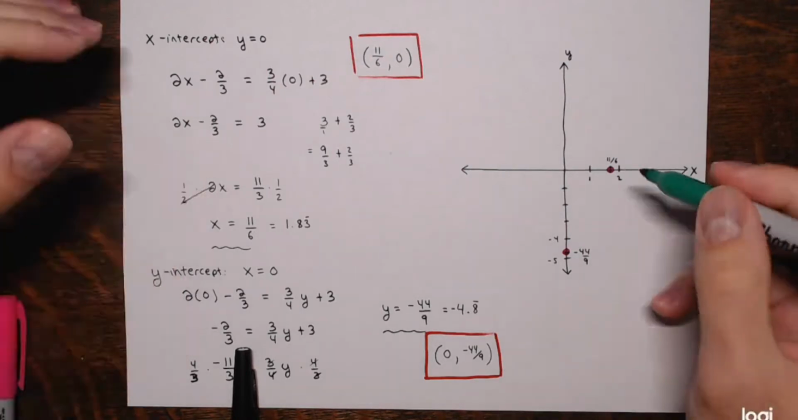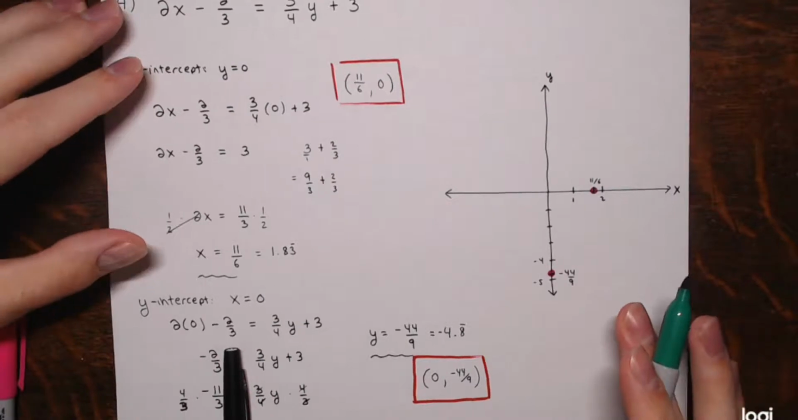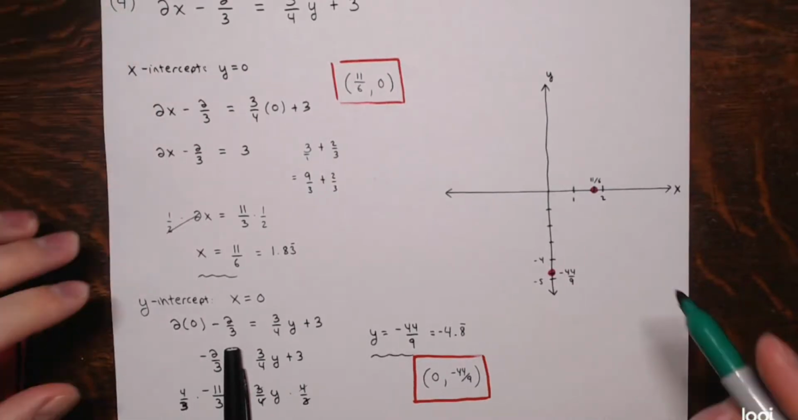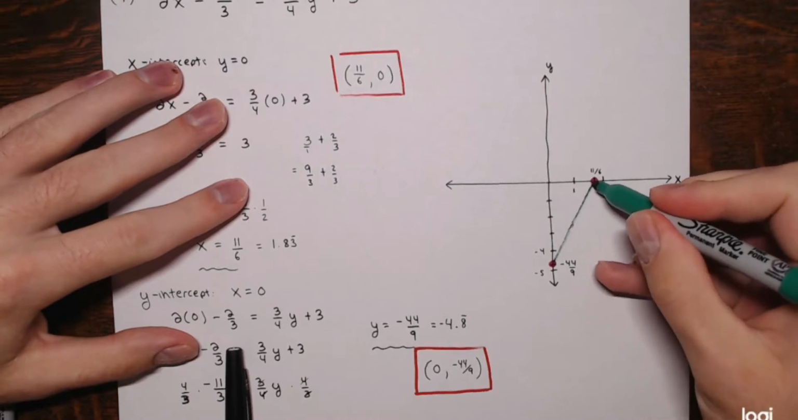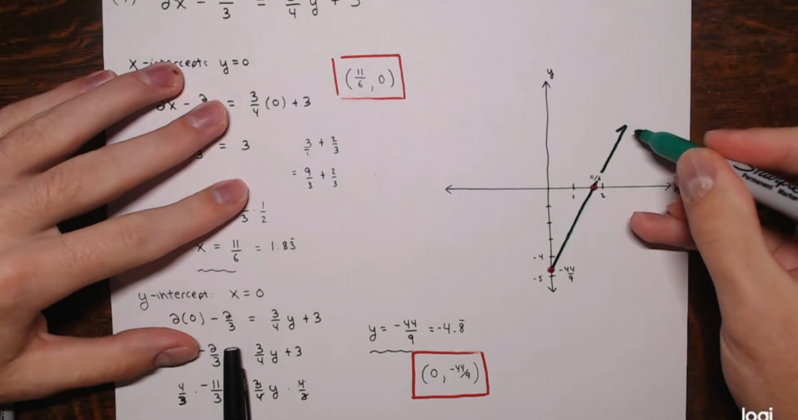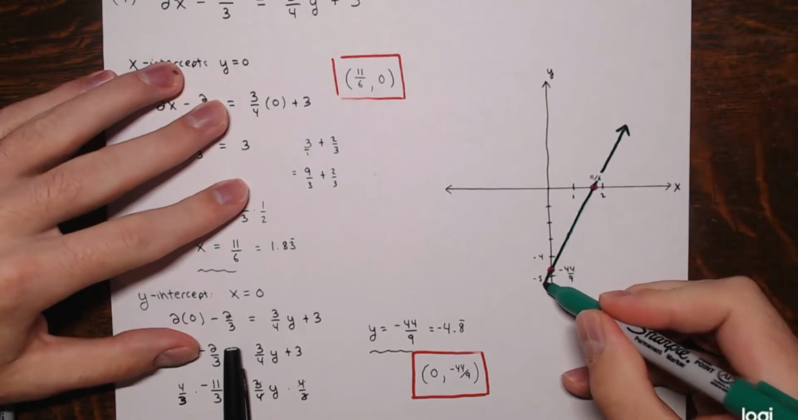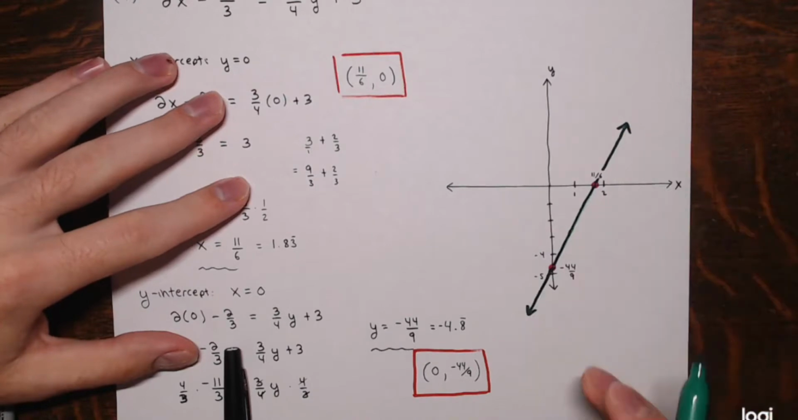And then the rest, recognizing this as a linear equation, the rest of the points should fall on the same line with these two. So I'm just drawing in the rest of this line here that's going up to the right and down to the left. And there we go, little arrows indicating it goes in both directions forever.